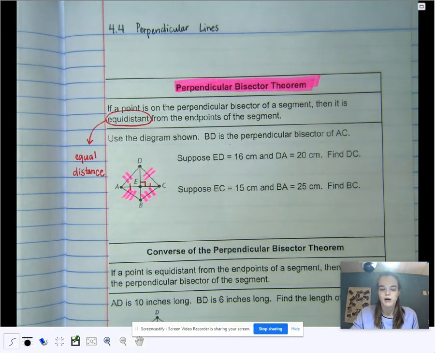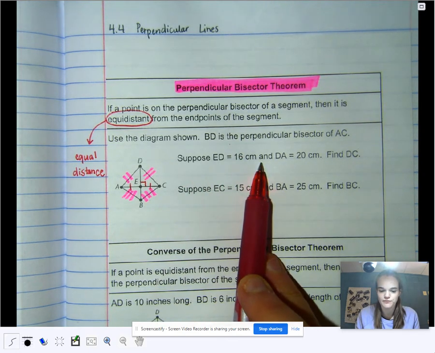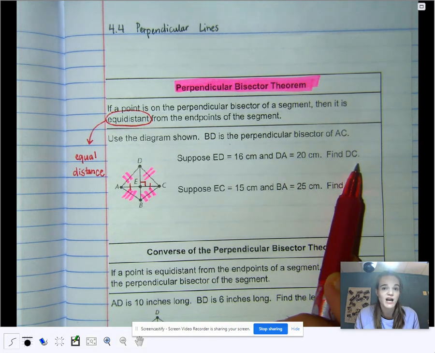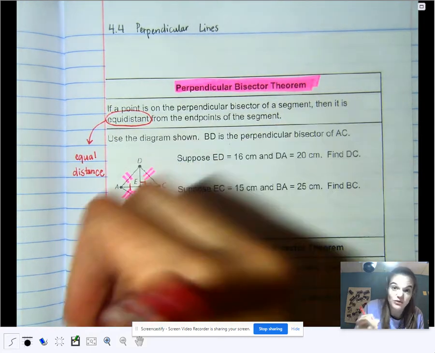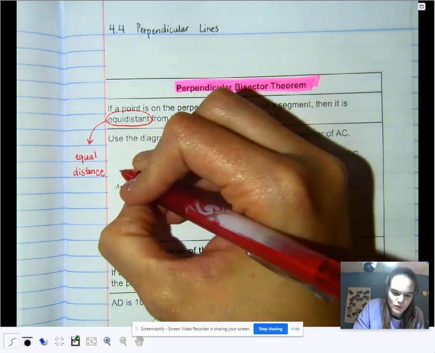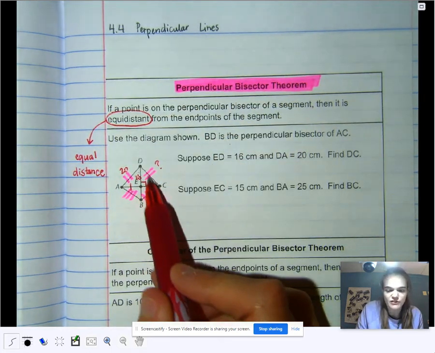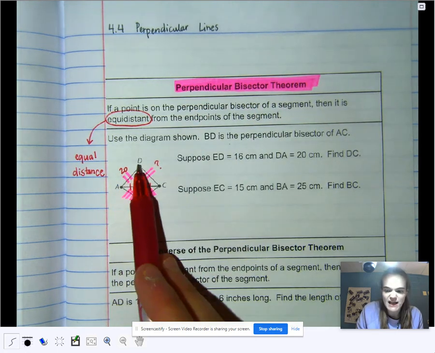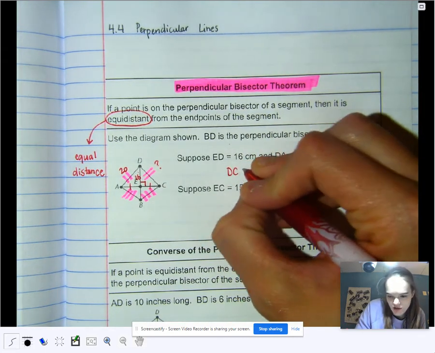Now we're going to solve these problems. Suppose ED is 16 centimeters and DA is 20 centimeters. Find DC. They actually give you more information than you need. They said this right here, and I'm writing with something I can erase, is 16. This is 20. And they want you to find this. We don't need to know this is 16 because based on the perpendicular bisector theorem, DA and DC are the same. So DC is 20 centimeters.